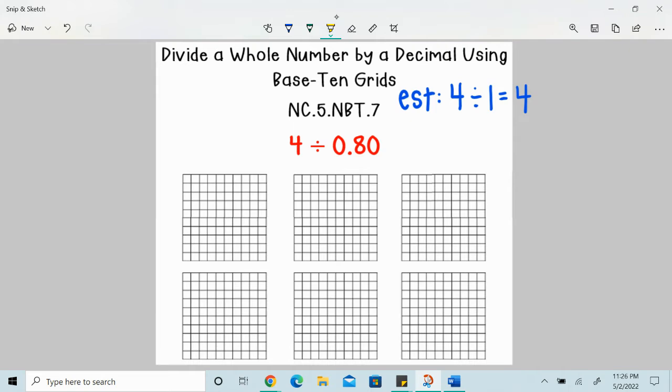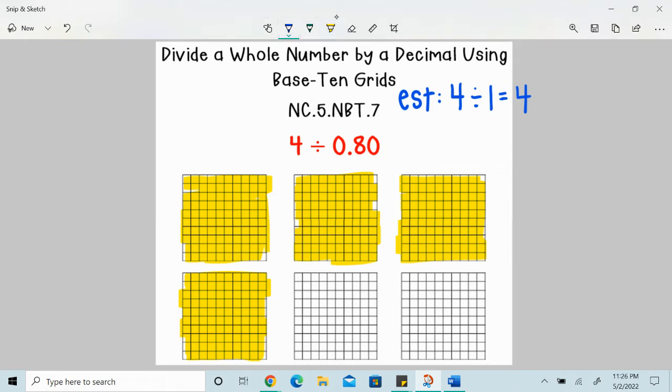So to begin to solve, I'm going to go ahead and shade in the dividend. I'm going to shade in the 4 wholes, since that is the amount that needs to be divided into groups of 80 hundredths. Since we know that 80 hundredths is equivalent to 8 tenths, that's what I'm going to work with as I start to solve on these grids.